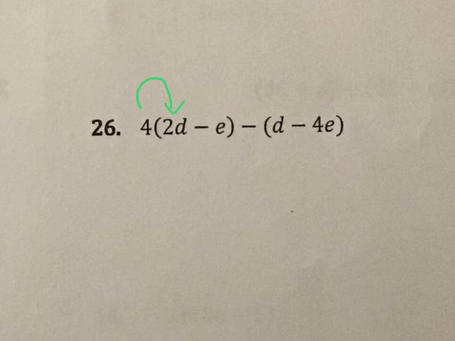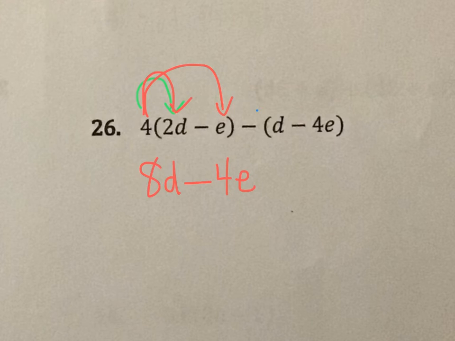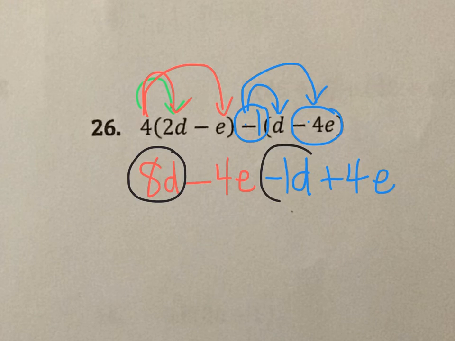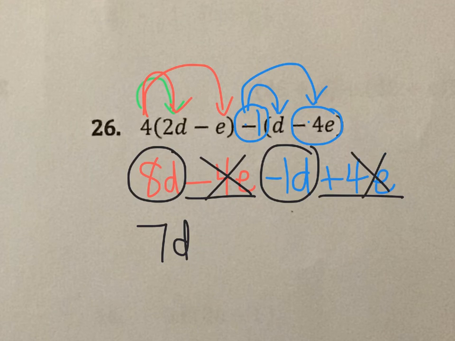4 times 2, 8d, bring down the minus. 4 times e, 4e. Now remember, this could be a negative 1 right here. Negative 1 times d, negative 1d. This is a negative. Negative 1 times a negative 4e, a negative times a negative is a positive 4e. 8d minus d, 7d. Negative 4e plus 4e, those cancel out, so the final simplified expression is 7d.